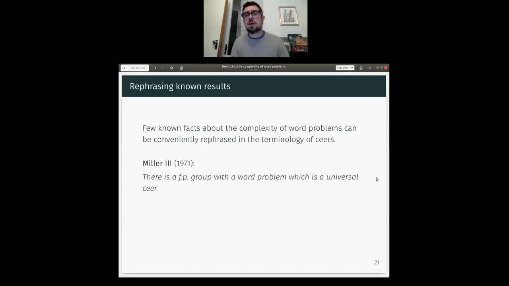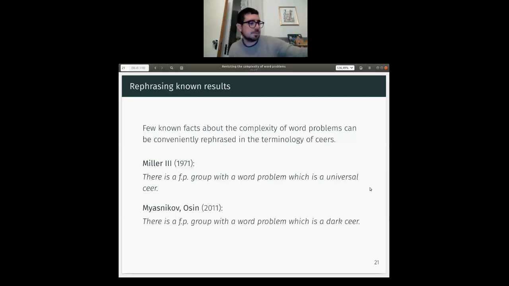First, it dates back to 71 even, this result by Miller, in which he proved that there exists a finitely presented group with a word problem which is a universal equivalence relation. This has much more complexity than the one that you actually have in the original Novikov-Boone. In fact, one can show that in the original Novikov-Boone construction, you have a lot of complexity in some special equivalence classes, but there are also many other equivalence classes which are fairly easy to manage. So this construction is a way of ensuring that the complexity of the word problem is well distributed in all the possible equivalence classes.